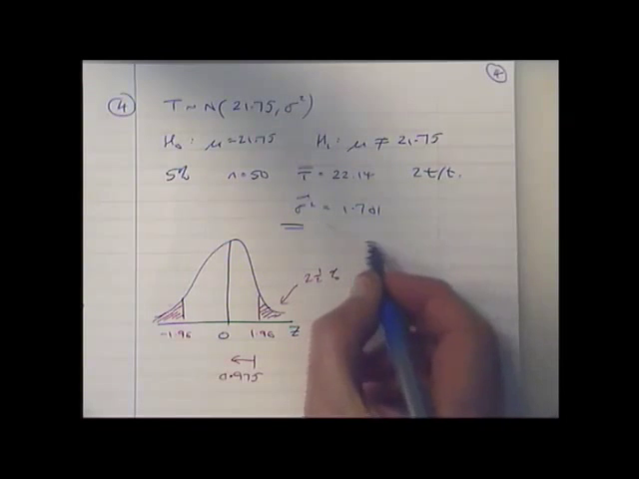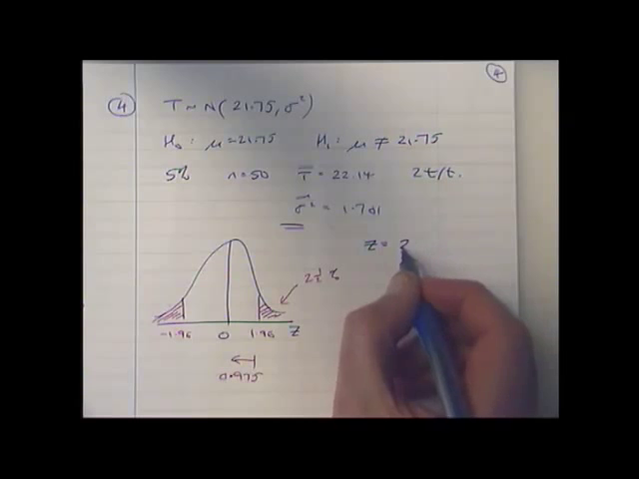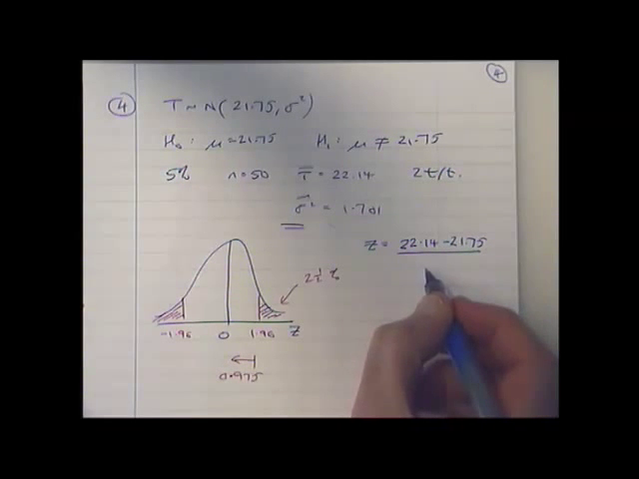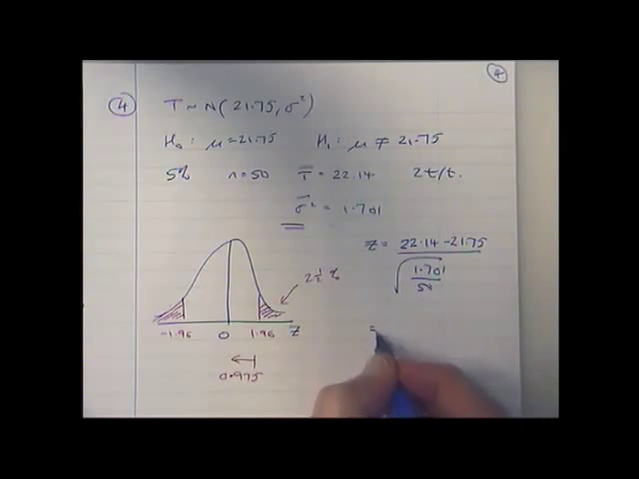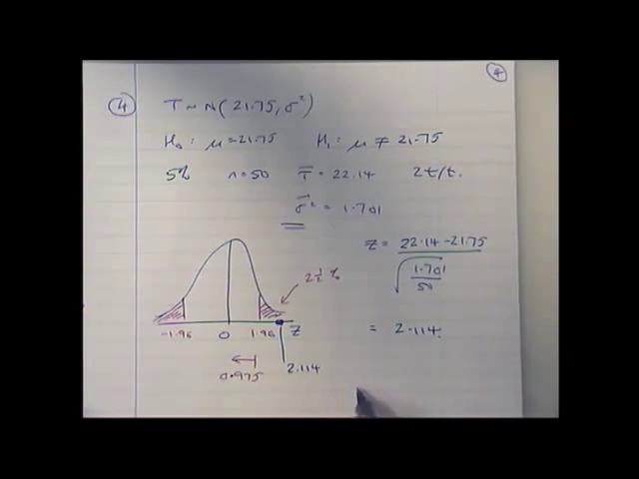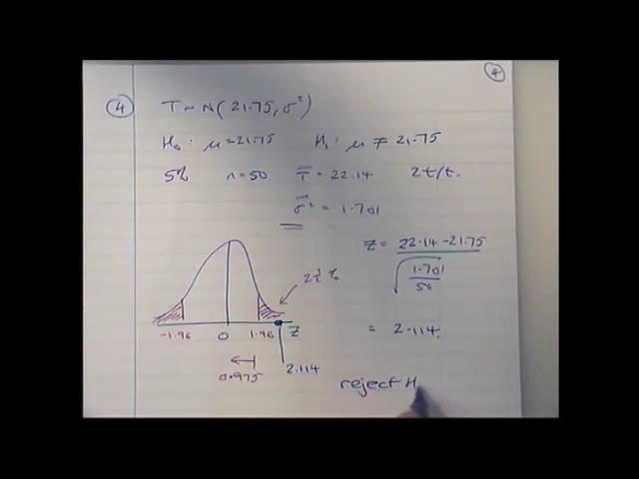So we need to work out our Z value: our sample mean minus our population mean divided by the standard error of the mean. Shall I tell you what it is to save all the tapping going on? It's 2.114. So who's going to tell me what conclusion I reach? Yeah, that's right, that's here. That's where my 2.114 is. It's in the critical region, so I will reject H0 and accept H1.